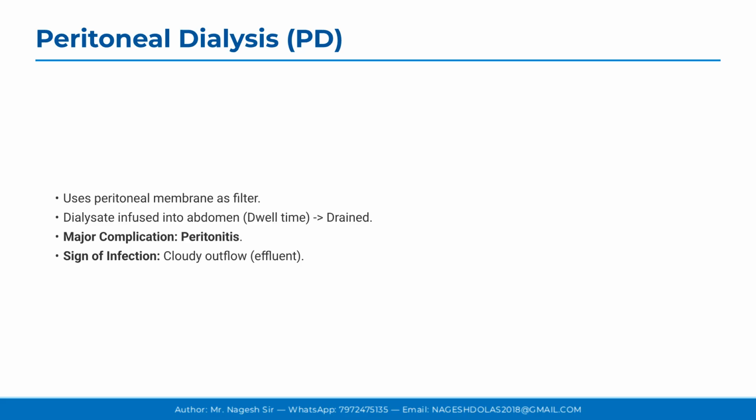Peritoneal dialysis uses the patient's peritoneal membrane as a filter. Dialysate is infused, allowed a dwell time, and then drained. The major complication is peritonitis, signaled by cloudy outflow or effluent.